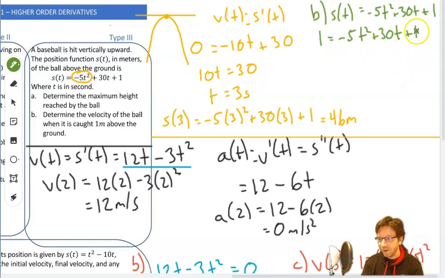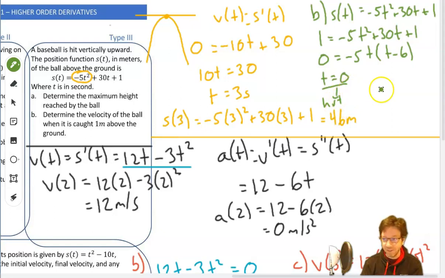Okay, if I bring the 1 over, I get 1 minus 1. So we end up with 0 equals, and let's factor out a minus 5t times t minus 6. So t can be 2 possible values. It could be 0, but that's not when it's caught. This is when it's hit. It's hit right at time 0. Another option for t is t equals 6. So this one must be when it is caught.